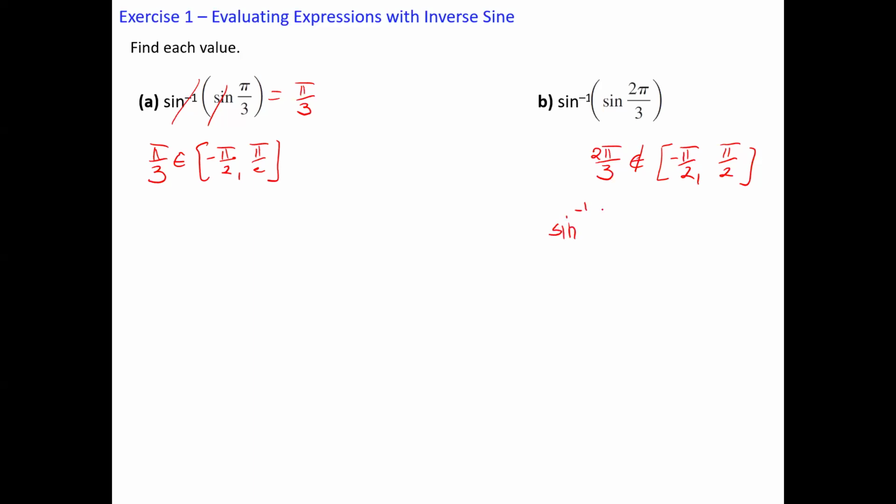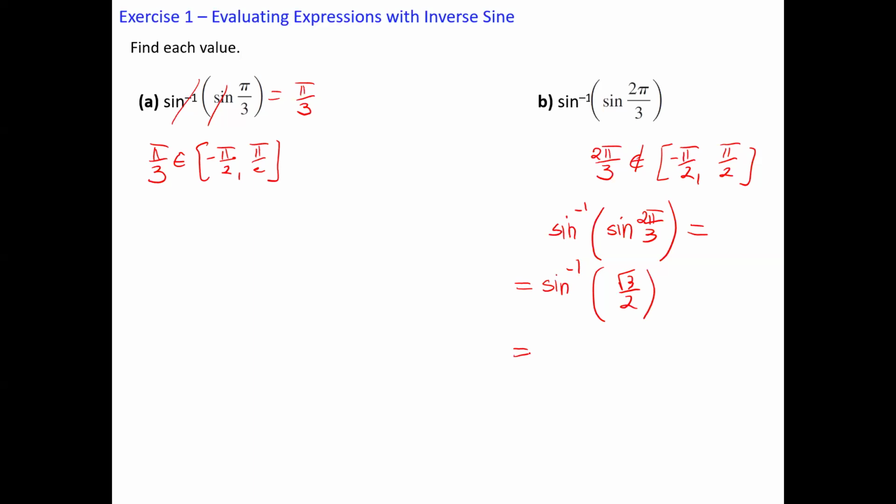Let's copy this: inverse sine of 2 pi over 3. We have to go through the unit circle values. Sine of 2 pi over 3, that's the value of the function sine at 120 degrees. It's the second quadrant, where sine is positive, and it's the same value as sine of 60, sine of pi over 3, which is square root of 3 over 2.